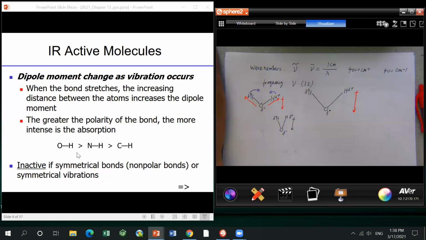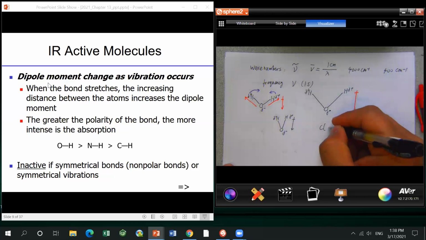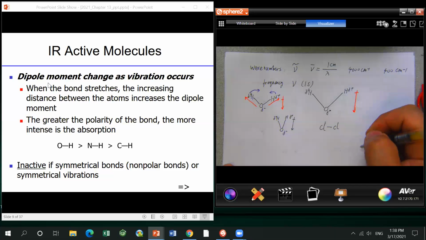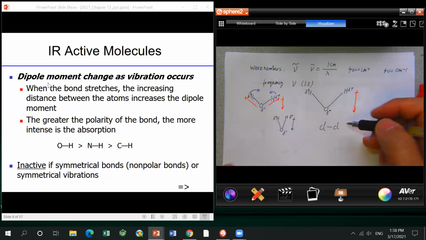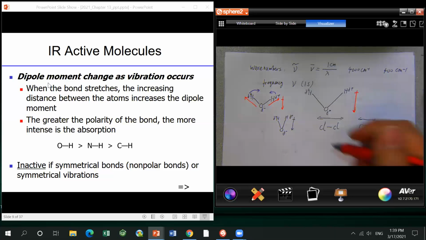Like I said, not all molecules can have an IR spectrum, because some molecules, for example non-polar molecules, have no dipole, so there's definitely no dipole change, even if you have bond stretching. For example, a chlorine molecule: the whole molecule is non-polar, so no matter how you stretch it, there's no dipole moment change. Same thing for the oxygen molecule. No matter how you stretch or bend, there's no dipole moment change. So those have no IR.